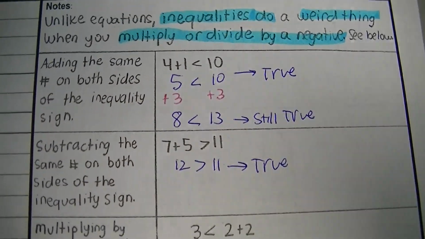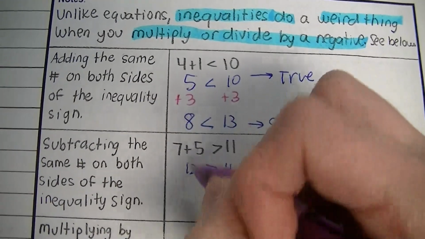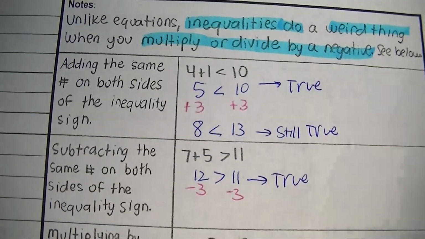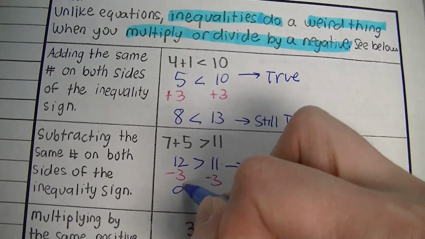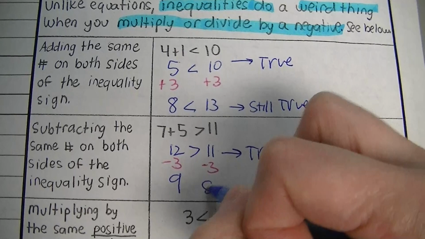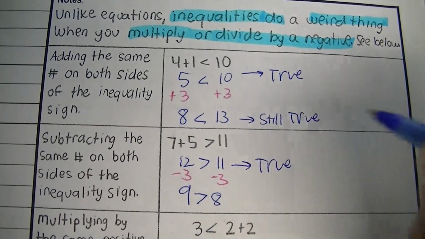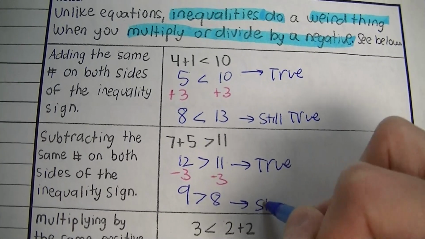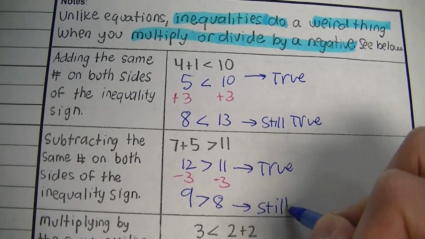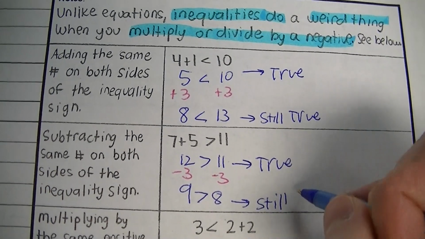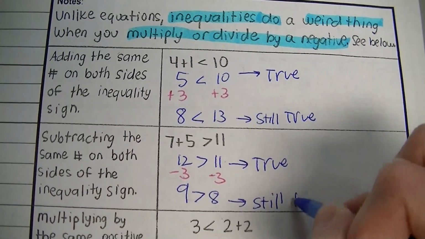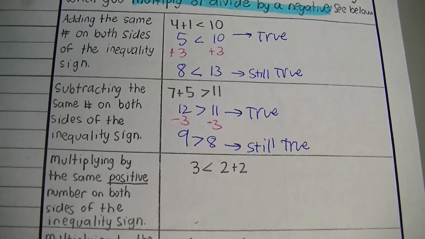Okay, let's subtract the same number on both sides. Let's just go ahead and subtract 3 this time around. 12 subtract 3 is 9. 11 subtract 3 is 8. Is the left side still bigger than the right side? Yeah, that's still true. So nothing special happens when you subtract the same number on both sides of the inequality sign. So don't do anything weird when you're solving inequalities, okay?